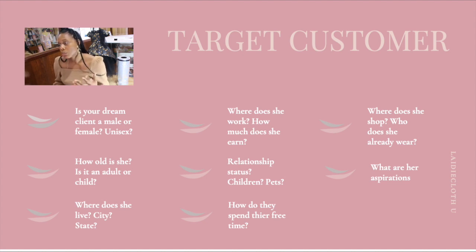So is your dream client male or female? Is this a unisex garment for everyone? What is the age of the person wearing the garment? Is this for children? Is this for adults? Where do they live? What city, what state do they live in? Those are important too. If you're designing for the metropolitan kind of look, you should focus on that. If it's more rural, you should also focus on what that looks like.